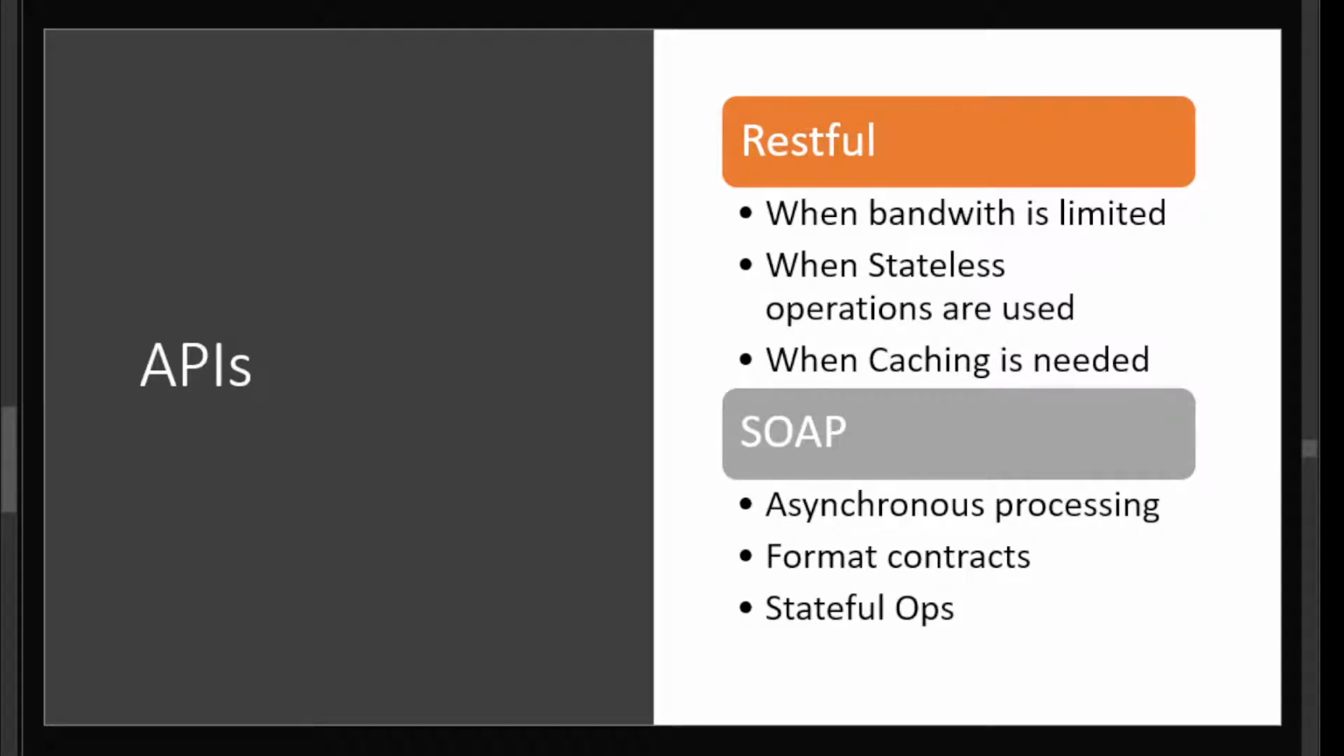So when should we use a RESTful API? Well, we should use it when bandwidth is limited, when stateless operations are used, and when caching is needed. However, when you need to use a SOAP API is when you need asynchronous processing, and when you need formal contracts or stateful operations.